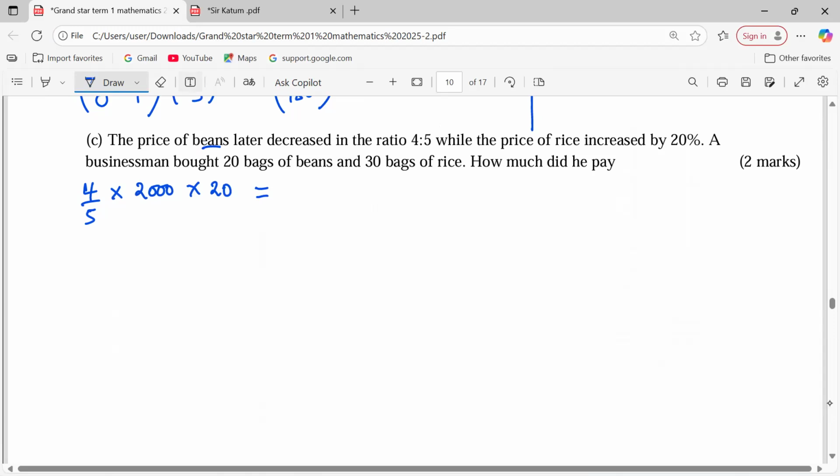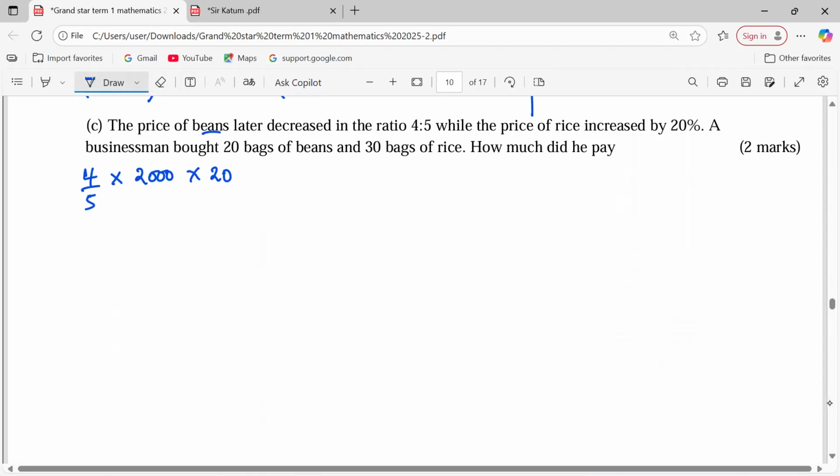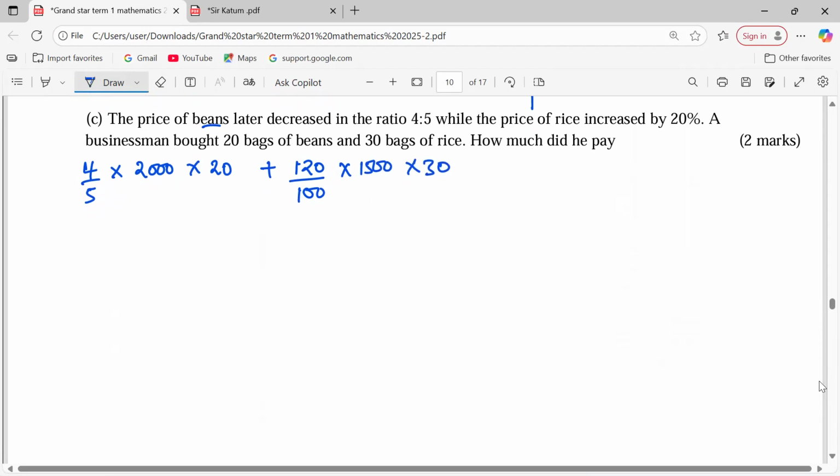Then again, how much did he pay? So we can talk about adding. The other one is increasing by 20%, so it became 120% of the original. And how many bags are we buying? The man is buying 30 of them.